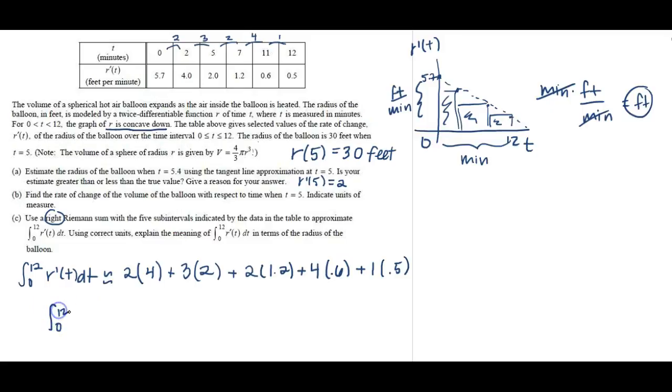The integral from 0 to 12 of r prime of t dt is, let's think about what was happening. Well, this hot air balloon was expanding at this particular rate. So this is the amount of feet the radius has expanded.